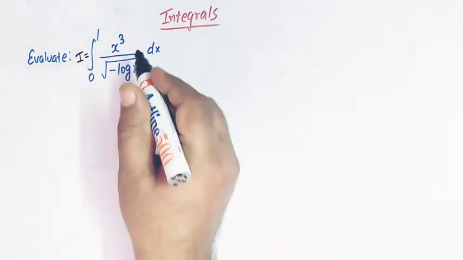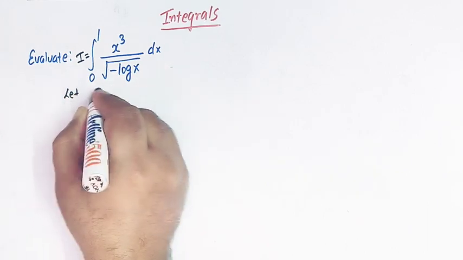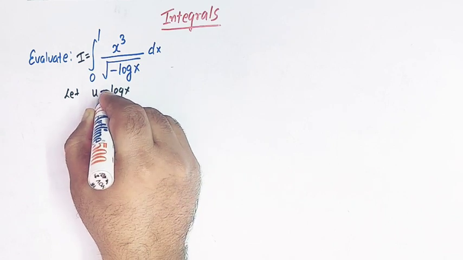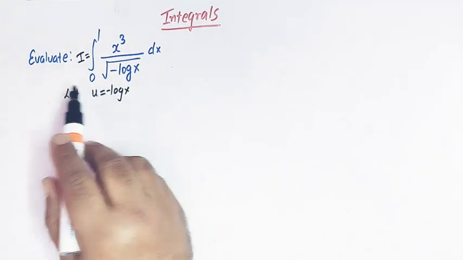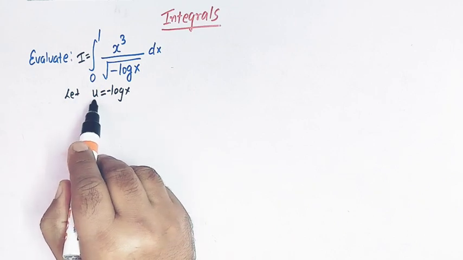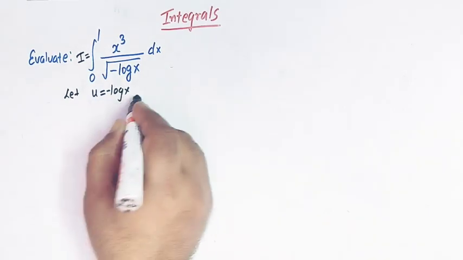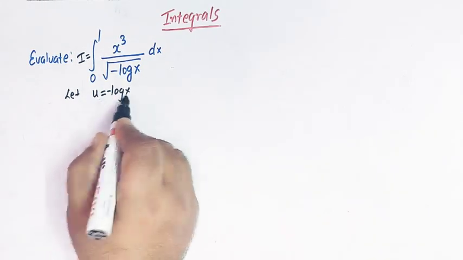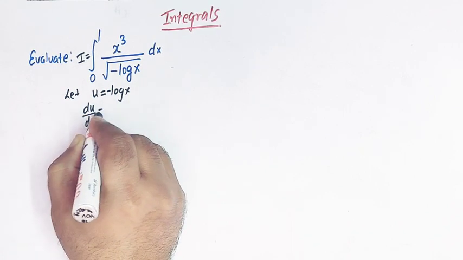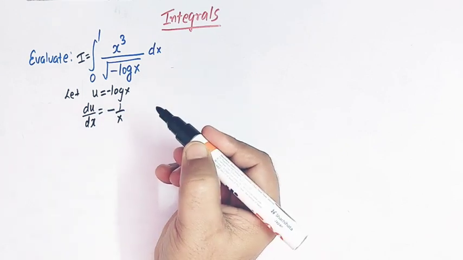First of all, we'll take u equal to negative of log of x. So here I will assume a new variable u, and u is equal to negative of log of x. Now let us differentiate this expression with respect to x. So du over dx is equal to negative of 1 over x.